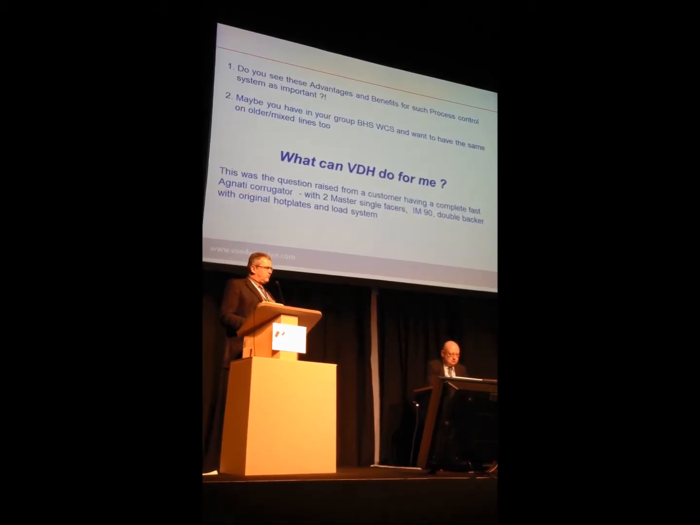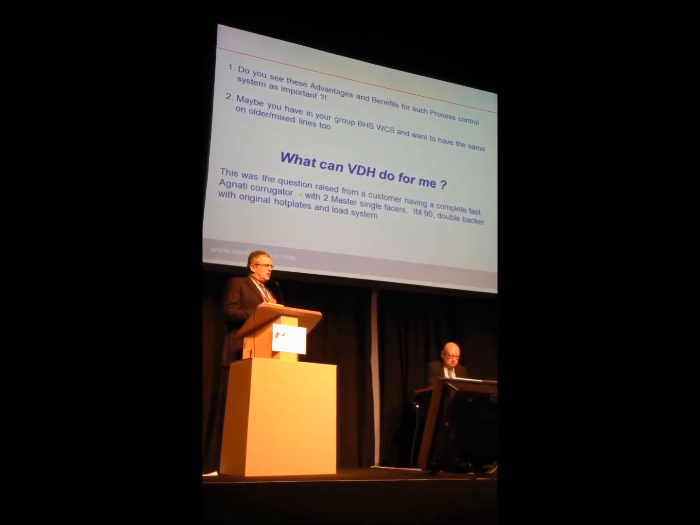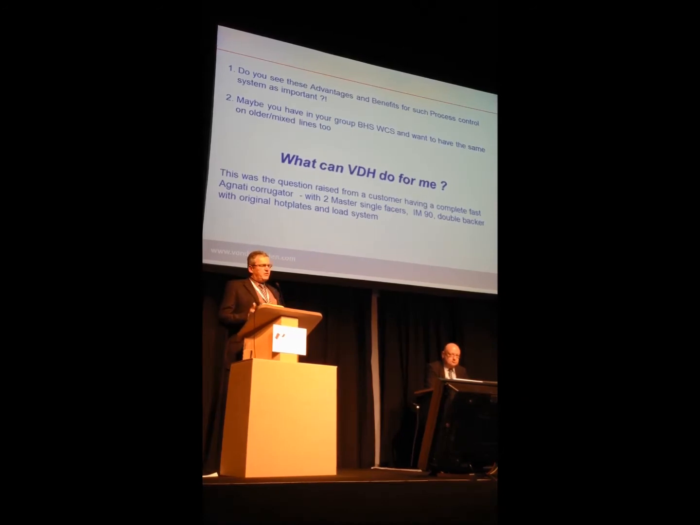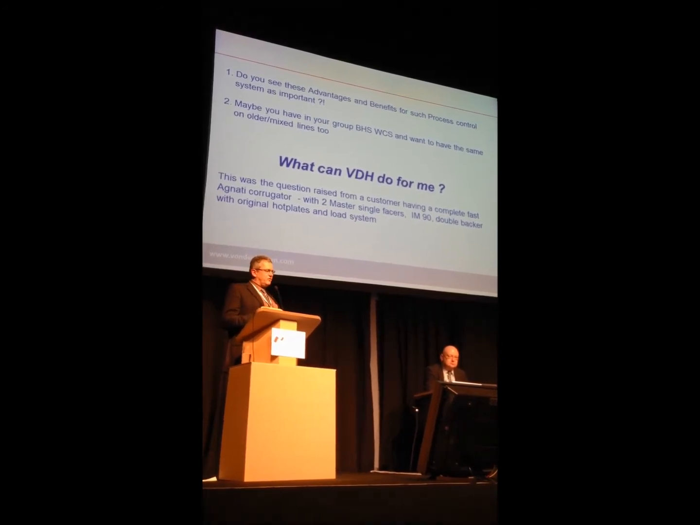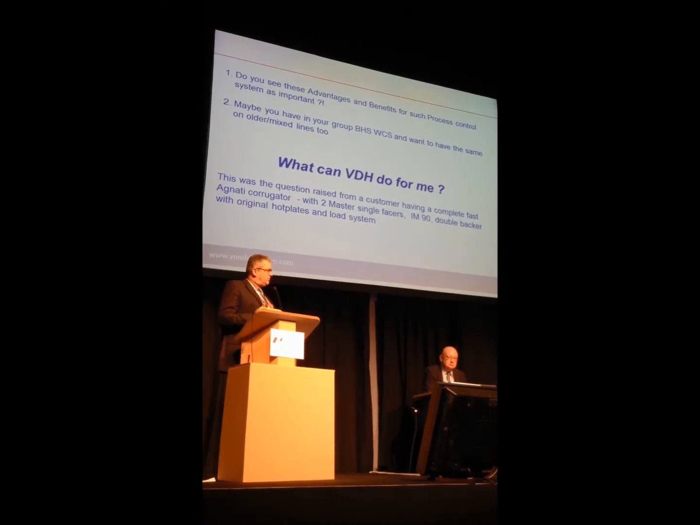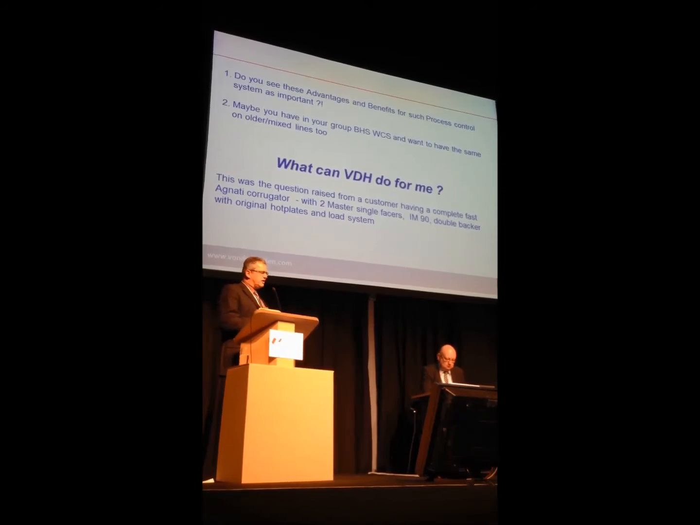And we had this question from one customer who asked us, I would like to have these advantages and benefits for my process. Or we have customers who already have a VHS warp control system in the group and want the same system in older and mixed lines too. So the question was, what can Vonderheiden do for me? This question was raised by a customer having one of the fastest running Agnati corrugators with two master single facers, EM90 double backer in standard configuration.